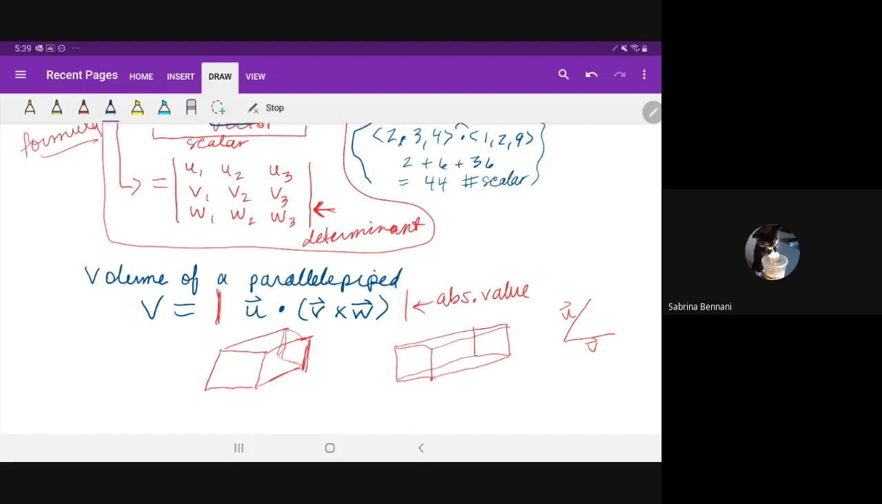Let's say I started from here. So what if this was U and this was V? Where would W be? The height, right? And it's a vector, but the vector coming from, say, vector A. And it does not need to be perpendicular.